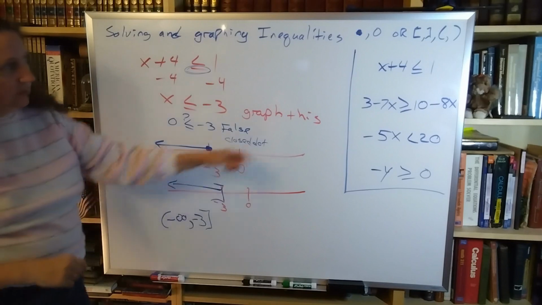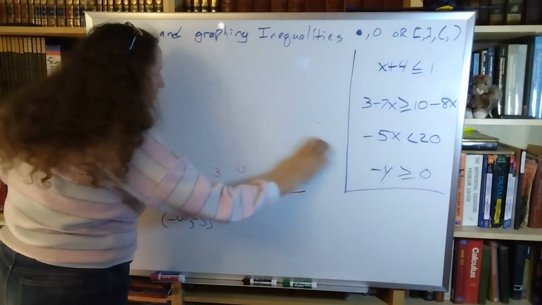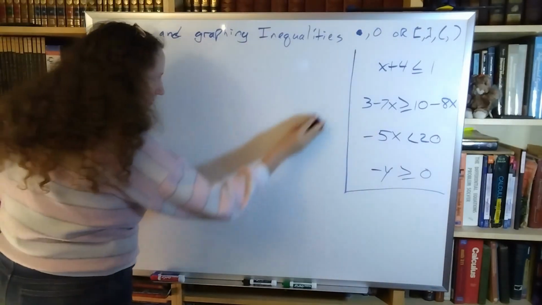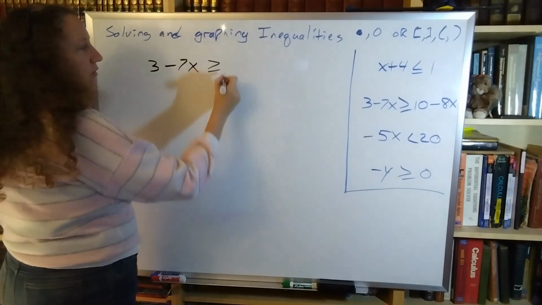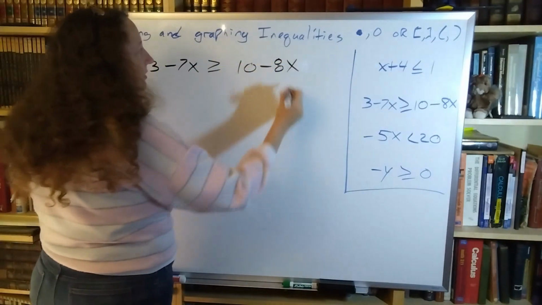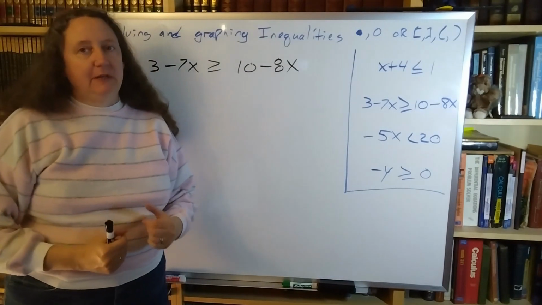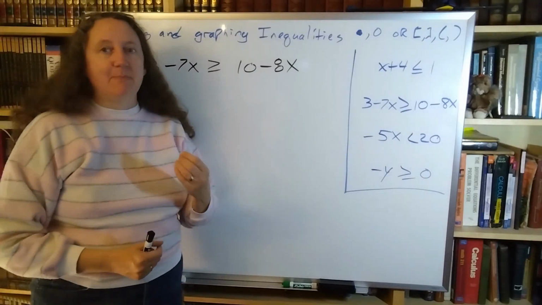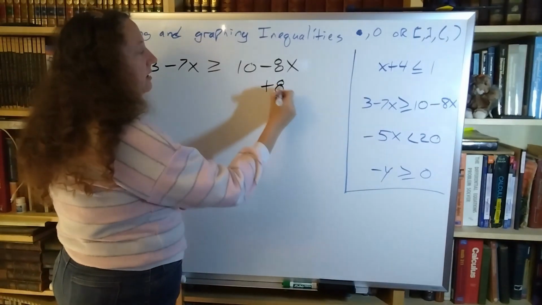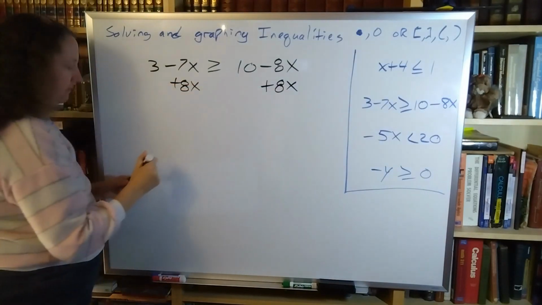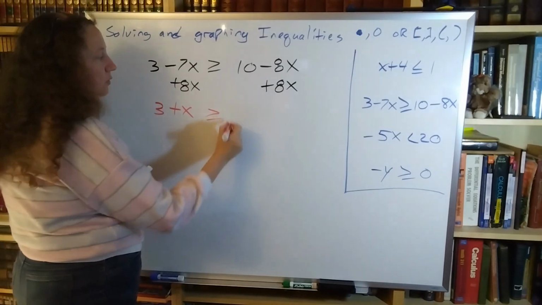Next problem. 3 minus 7x is greater than or equal to 10 minus 8x. So solving it, 3 minus 7x is greater than or equal to 10 minus 8x. I want to first get my letters all on the same side of the inequality. And I have a personal preference to have a positive coefficient. So my personal preference is I am going to add the 8x over. And now, after having done that, I have 3 plus x is greater than or equal to 10.